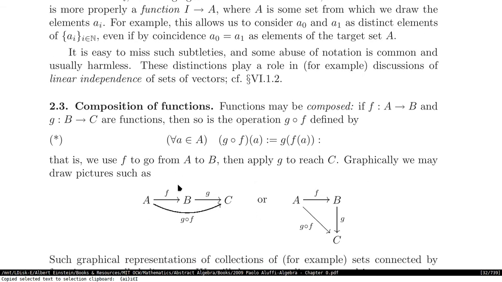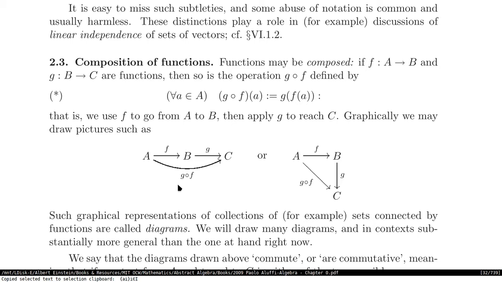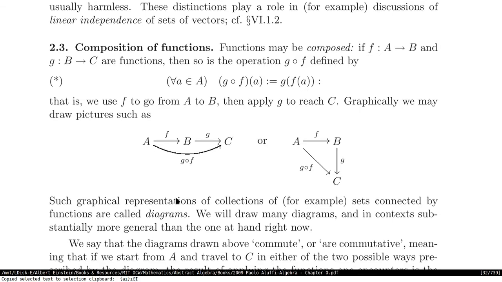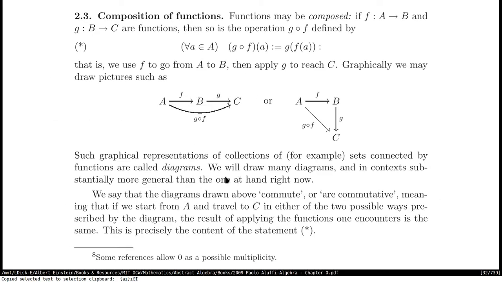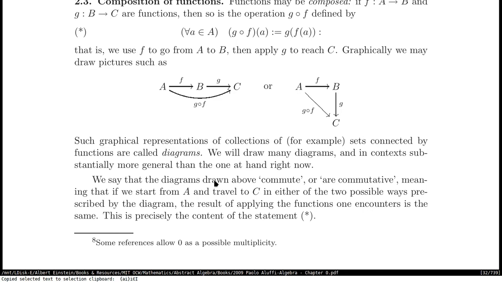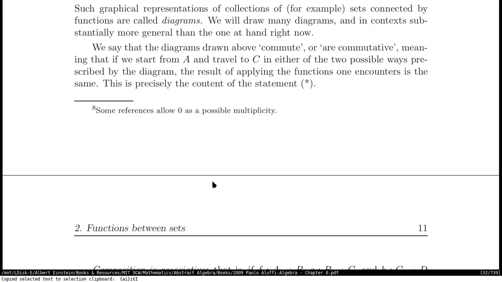And then you have the typical way you define the composition of functions. If you have functions f and g going from A to B, then B to C, you can have g circ f, which goes from A to C. You probably have seen this before, but the composition is one of the most basic and almost always used things in functions and maps.